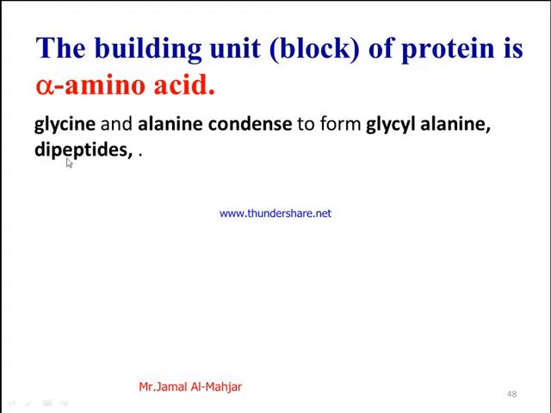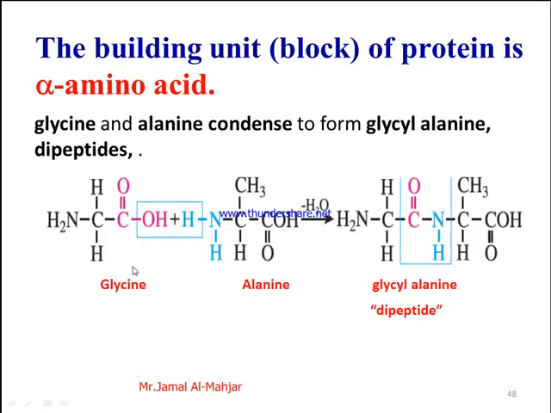Here we have an example. If we have glycine, as we studied in chapter 5, and alanine condensed to form glycylalanine, this type we call a dipeptide. So now this is the glycine and this is the alanine. From the glycine remove OH and from the alanine remove H. Then they are removed as H2O.